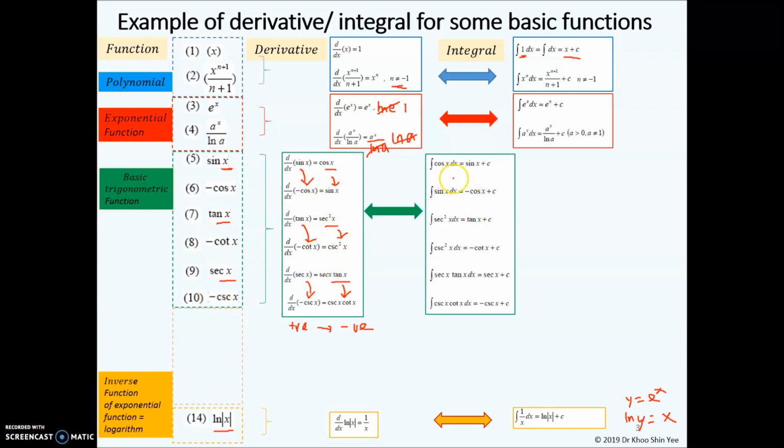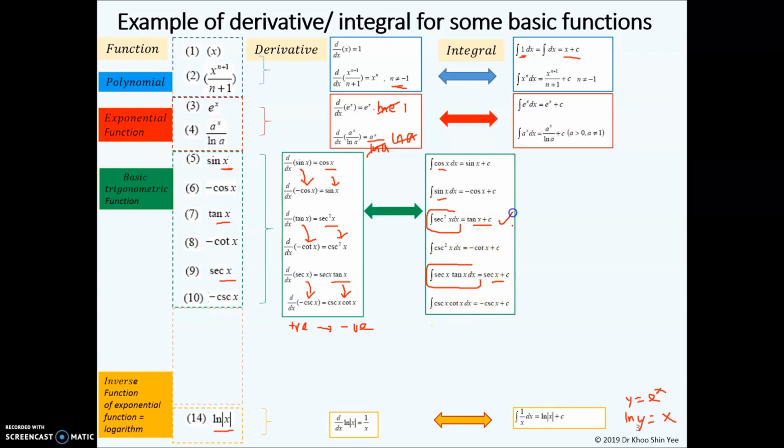If you reverse the derivative, you can get the integral answer here. I think you are familiar with the cos and sine functions. However, if you see functions like this, you should be able to directly give me the answer. Integrate secant square, you get tangent. Integrate secant tangent, you get secant. Cosecant square, you get negative cotangent. As I said, positive becomes negative, tangent becomes cotangent.